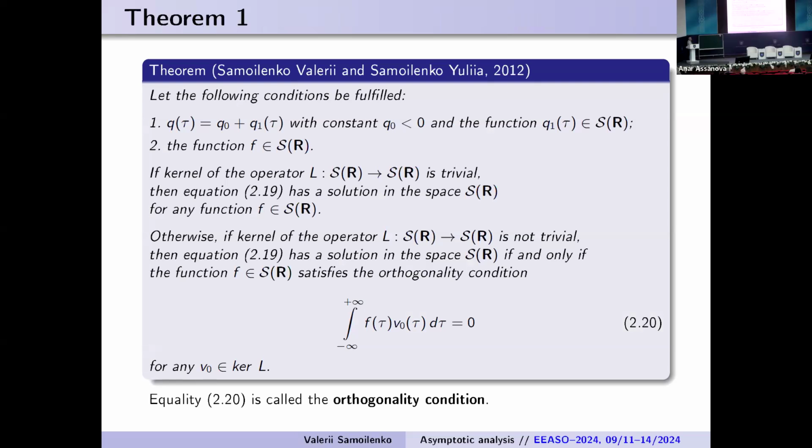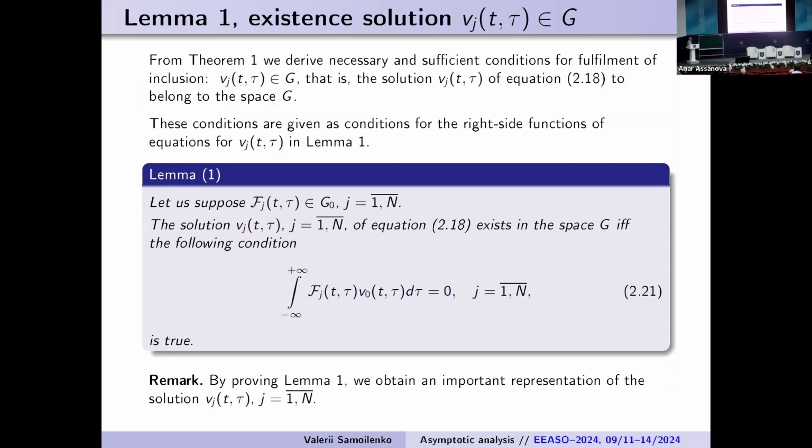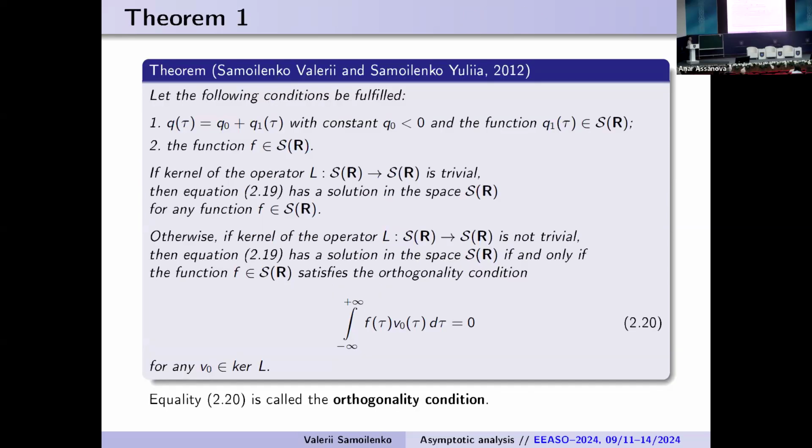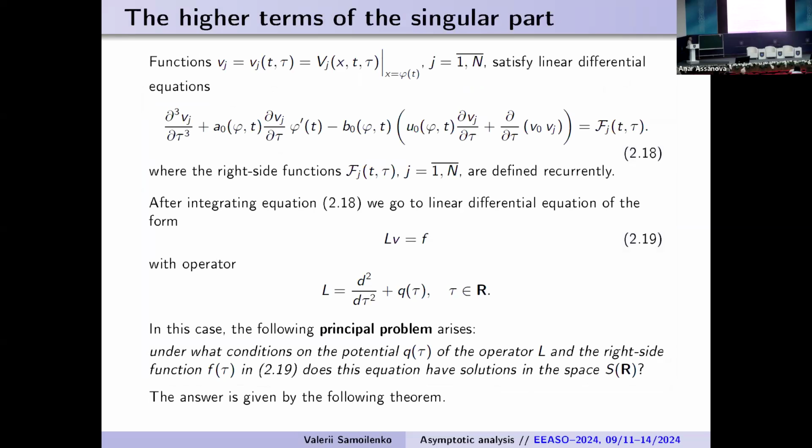Later, this result is formulated in terms of the kernel of operator L acting from the space of quickly decreasing functions into the space of quickly decreasing functions. So if the kernel of operator L is trivial, then equation 19 has a solution in this space of quickly decreasing functions for any right side function f. I show again equation number 19.